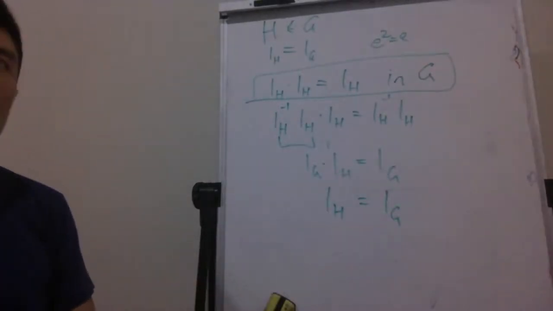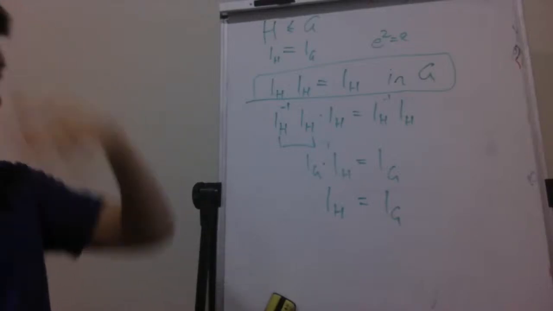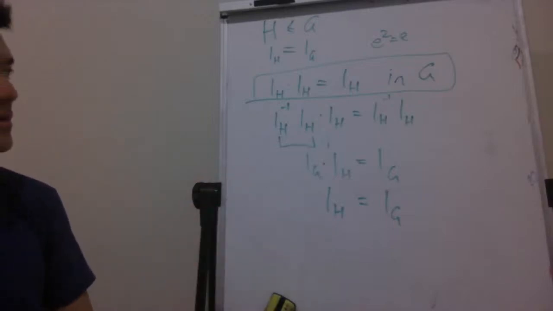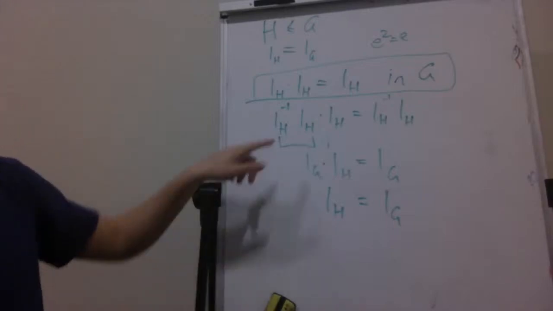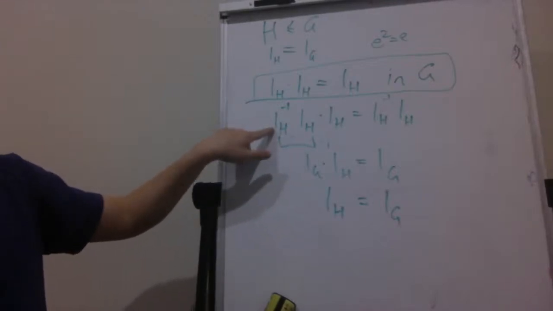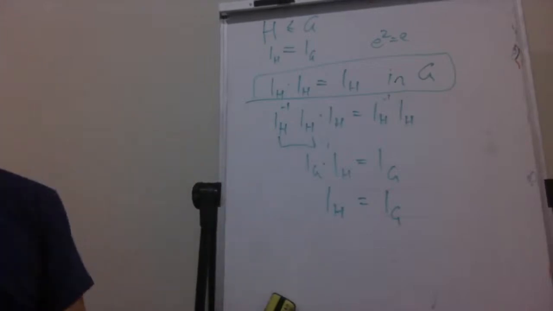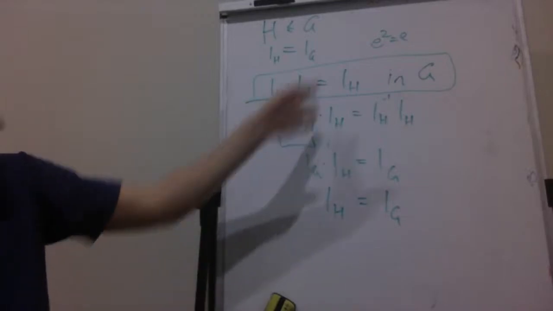What is 1H to the power minus 1? That's an inverse. We don't necessarily know what it is, but there's always an inverse. The identity is its own inverse. But that's only in H, so in G it might not be the same. There will be an inverse, but actually it will be the same, because it actually is the same one.